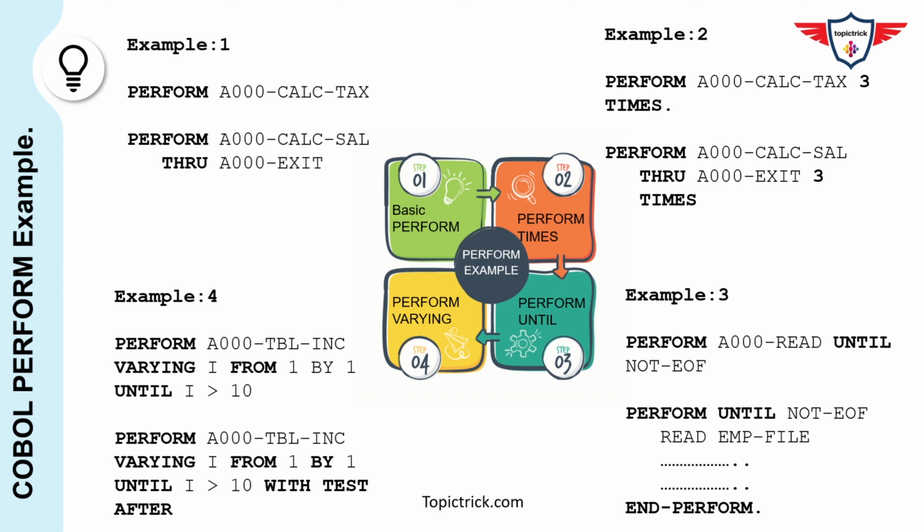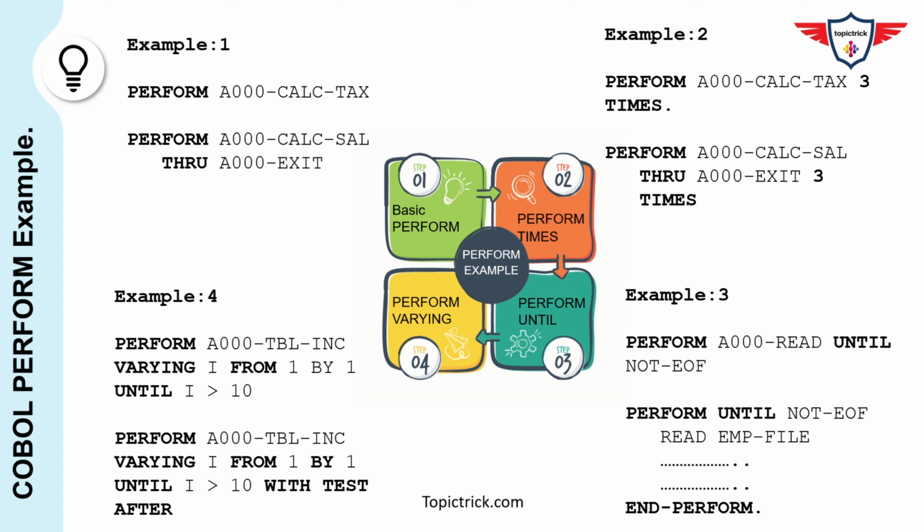Similarly, in case you have a section, then you can use perform followed by the first paragraph of that particular section, then through followed by the last paragraph of that section. This is how you can execute the sequence of paragraphs within that particular section. The second example is associated with the perform with times phrase. In this example, you have a perform statement followed by a paragraph name, and then the number of times you want to execute that particular paragraph.